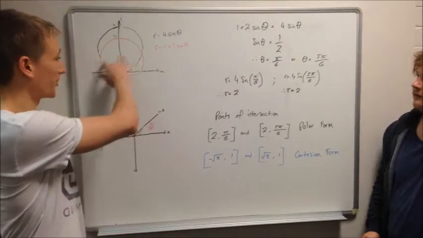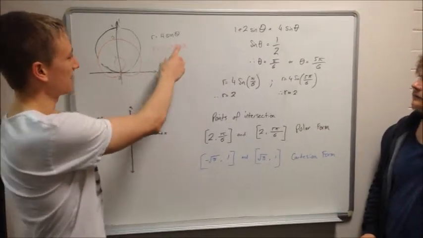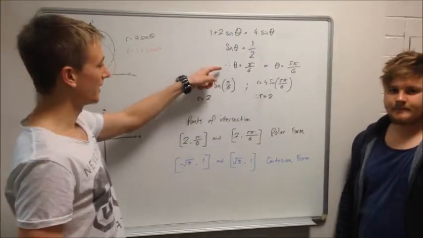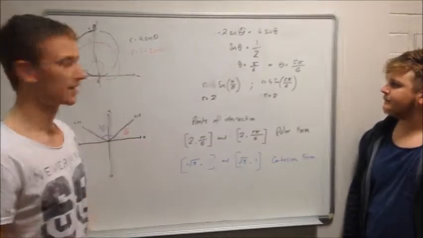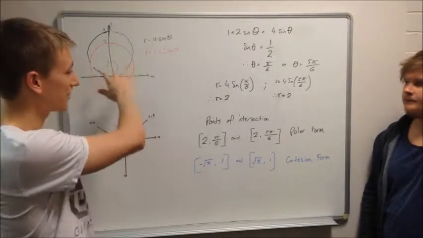So here we're trying to find the points of intersection across the two curves. So what we do is we equate both of these, which we've done here, and solve for theta. And here we've got theta equals pi on 6 and 5 pi on 6. We then substitute it back into either equation, it doesn't matter, we'll still get the same points.